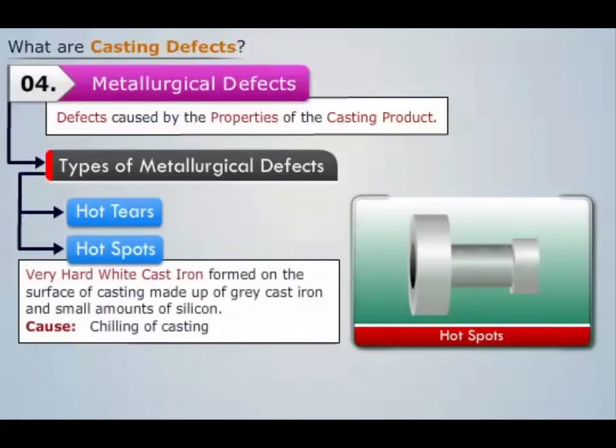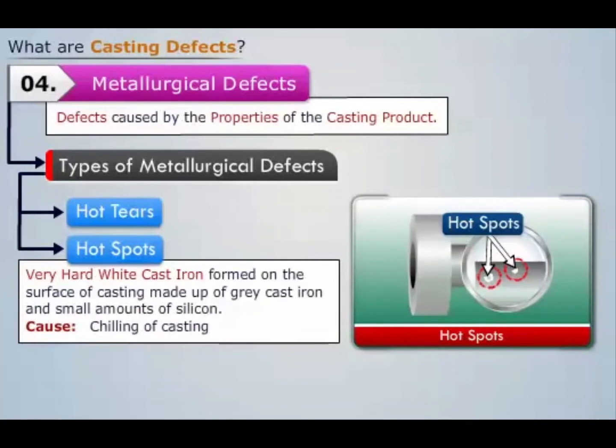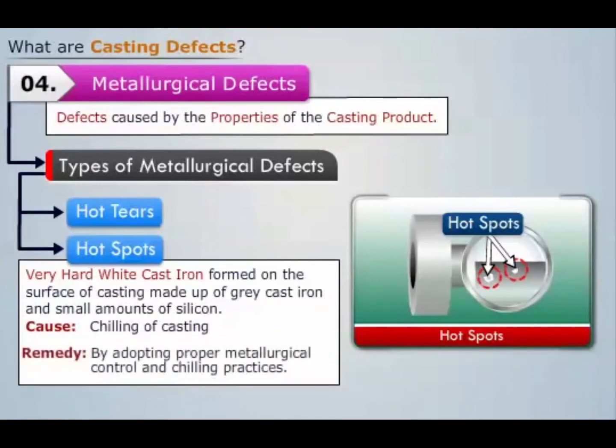Hot spot is the formation of very hard white cast iron on the surface of casting made up of grey cast iron and small amounts of silicon due to chilling of the casting, that is, when the casting is cooled suddenly. The hot spots can be eliminated by adopting proper metallurgical control and chilling practices.